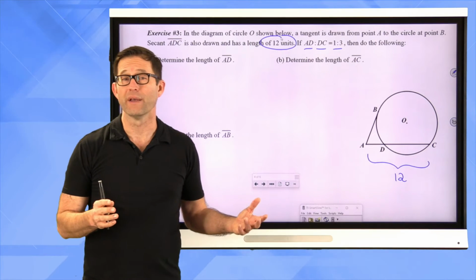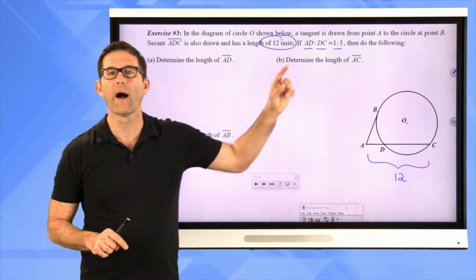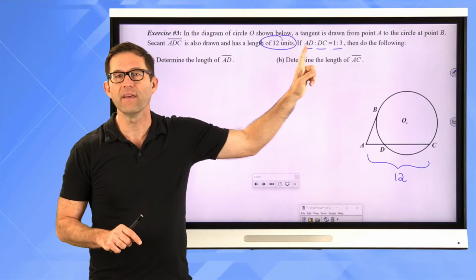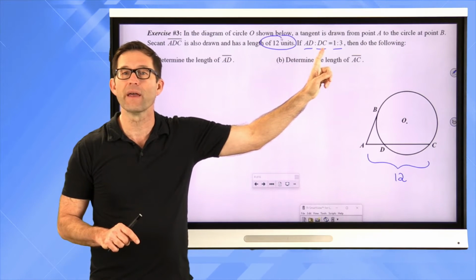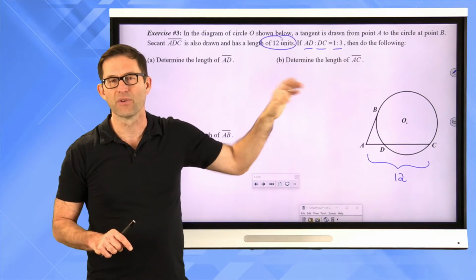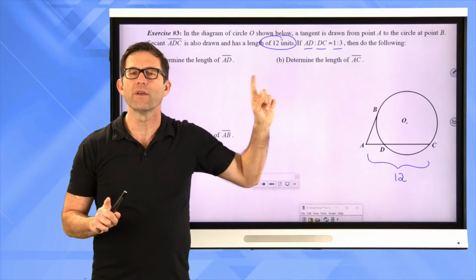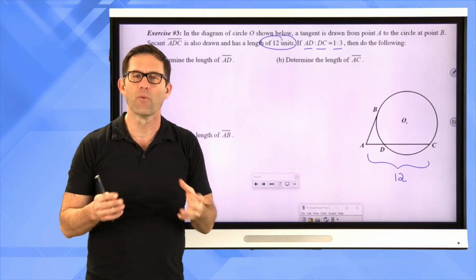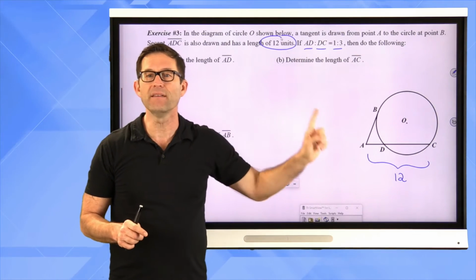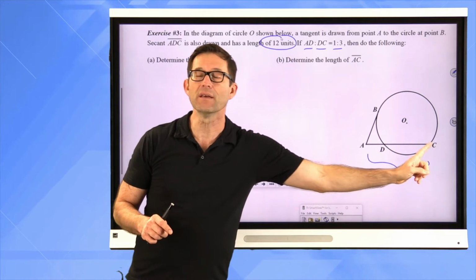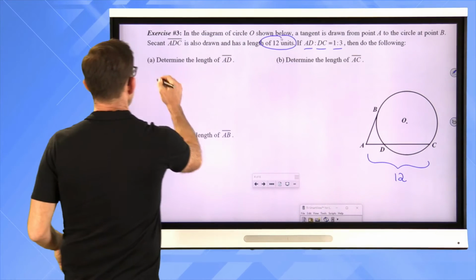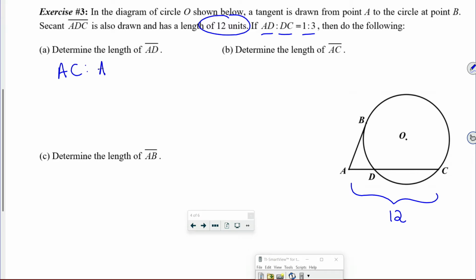Well, there's a couple different ways. One way is sort of what we've been doing for a while with these ratios. I could call AD x, I could call DC 3x, I could say x plus 3x is equal to 12, etc. But I also want you to recognize something a little bit more basic than that. If the ratio of AD to DC is 1 to 3, then the ratio of AD to AC has to be 1 to 4, right?